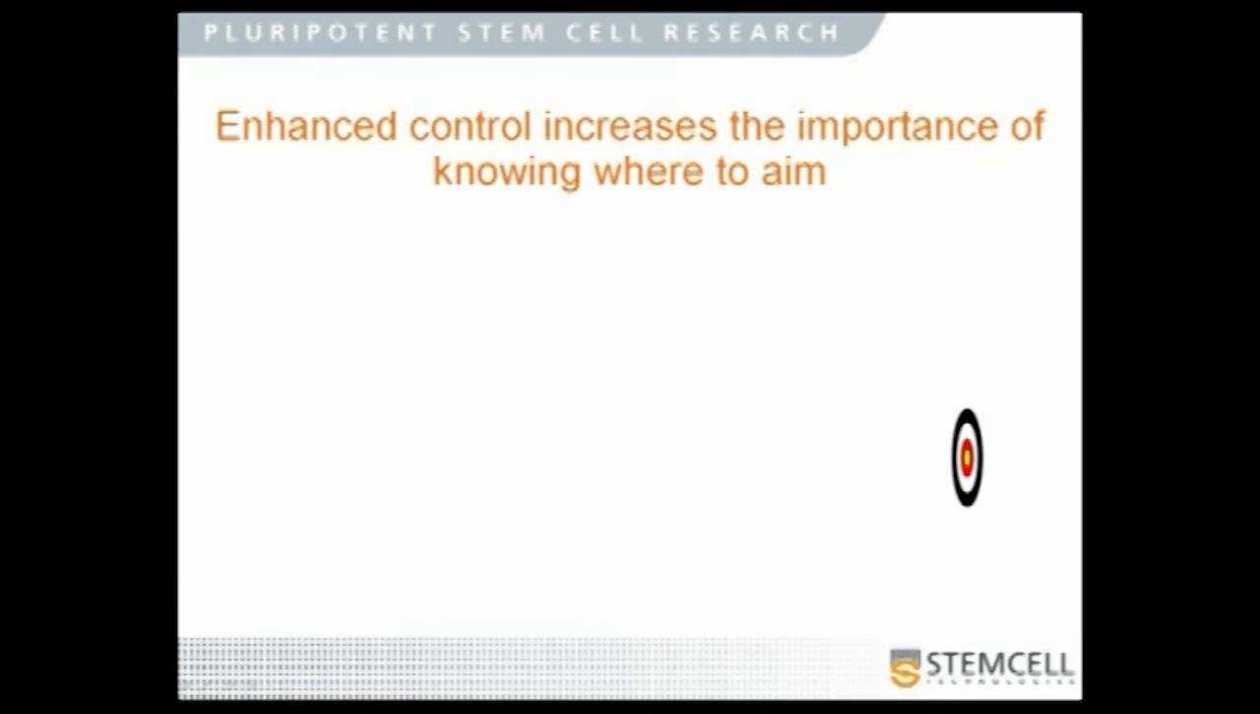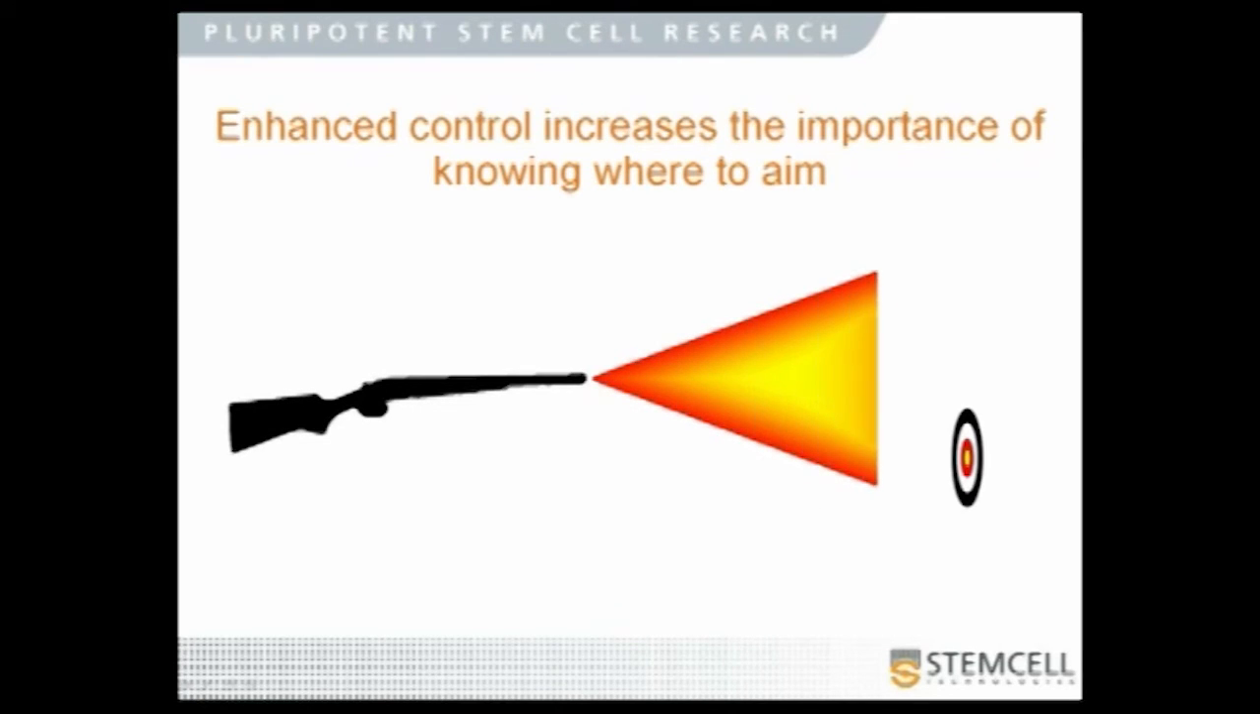Now, an important point to bring up at this point is that this enhancement in control over embryoid body size also increases the importance of knowing where to aim. So when you work with conventional scraping protocols, it's very much a shotgun approach. You may not know exactly where the target is, but odds are pretty good by firing at random. Somewhere within that population, you'll have the optimal size and symmetry for the cell type that you're interested in producing.